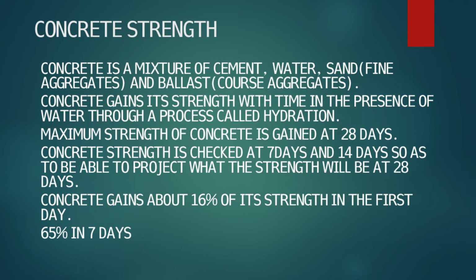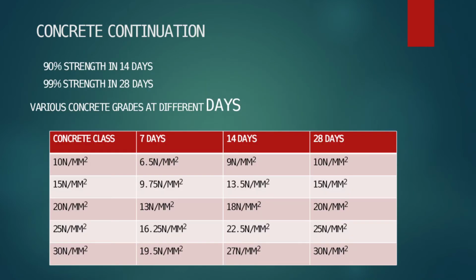It has been found that concrete gains about 16% of its strength in the first 24 hours of casting. It gains 65% of its strength after 7 days in the presence of water, and 90% in 14 days. At 28 days, you expect the concrete to be at 99% of its strength. So the various grades of concrete have different strengths at various days.